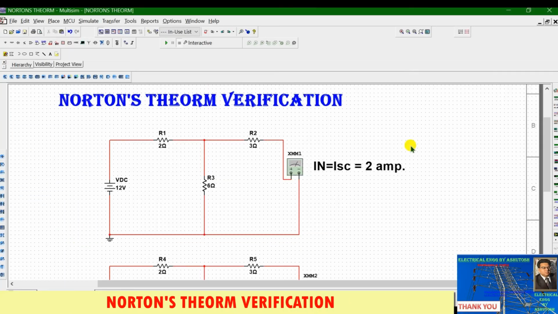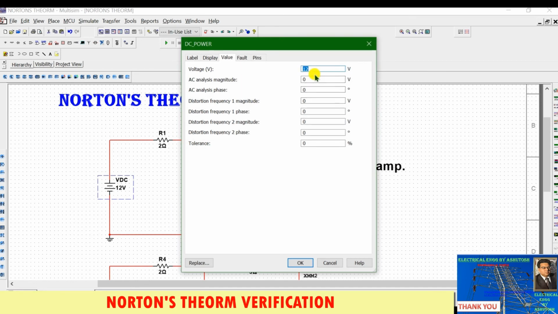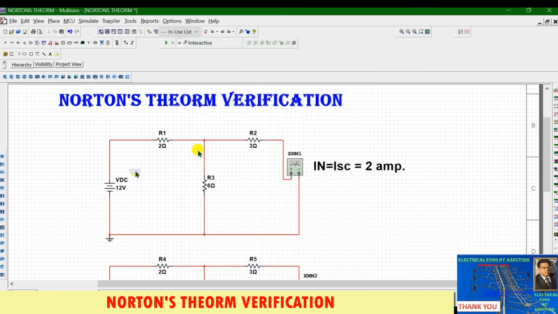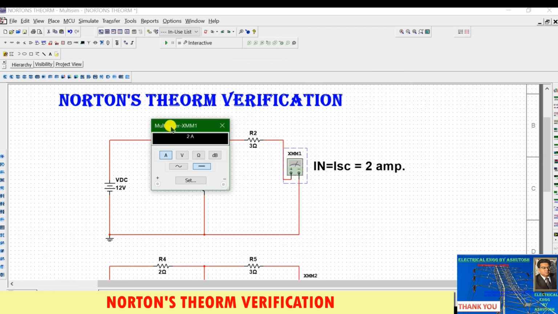I have already drawn the circuit in Multisim software. You can see over here, this is the problem, 12 volt voltage source I have written over here. I have taken 12 volt, as you can see here, 12 volt supply, then 2 ohm resistance is this R1, this is R2, this is R3, and here terminals A and B, where I have connected an ammeter. This is a multimeter and it is working like a meter.